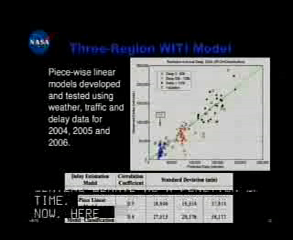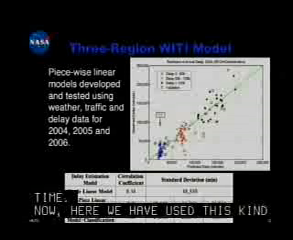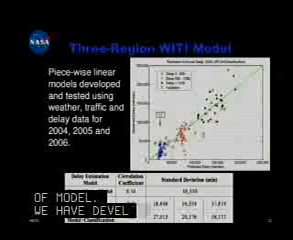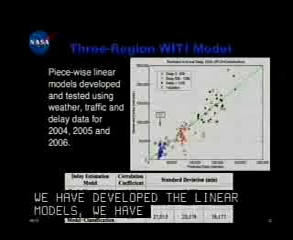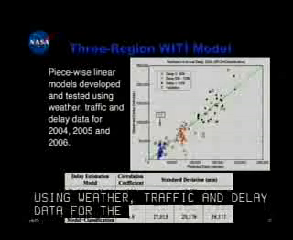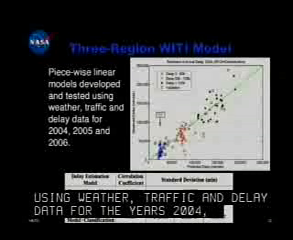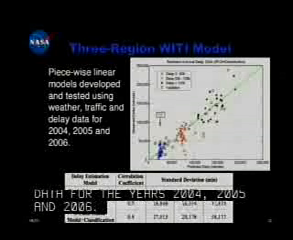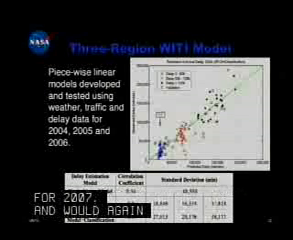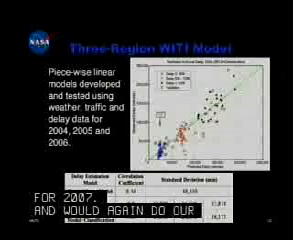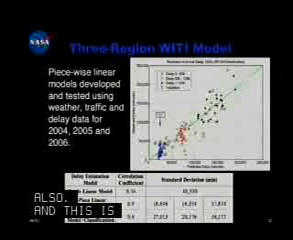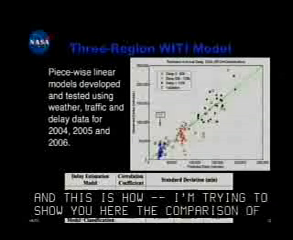We have developed the piecewise linear models. We have tested them using weather, traffic, and delay data for the years 2004, 2005, and 2006. We are collecting all this data for 2007 and would again do our validation with the 2007 data also. And this is how I'm trying to show you here the comparison of how the three-region VT model works.